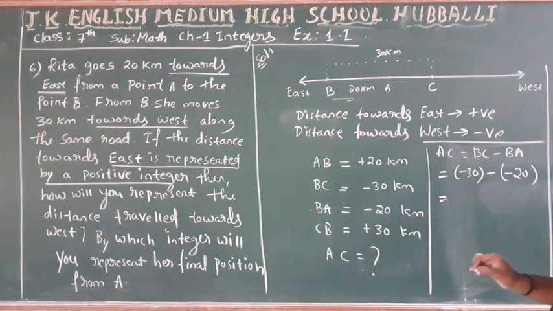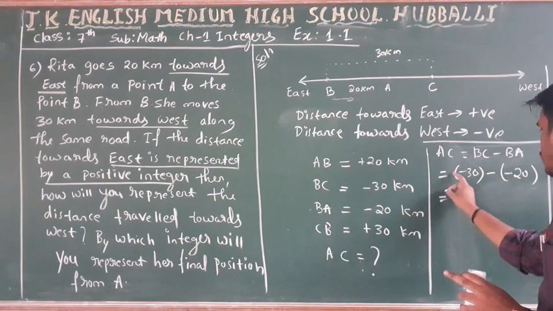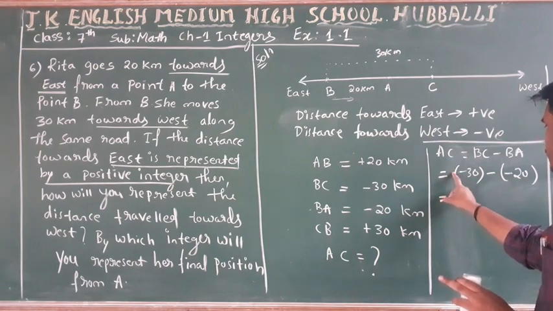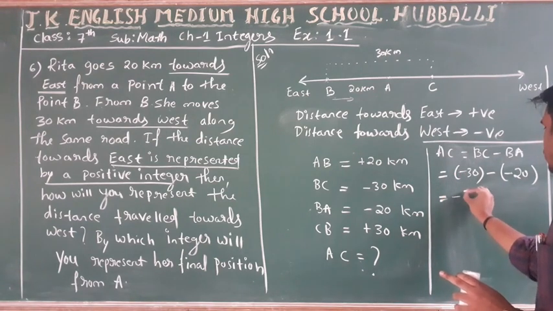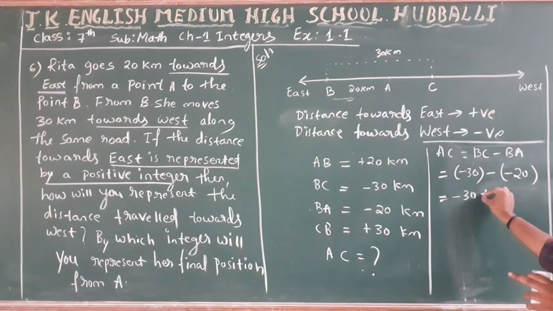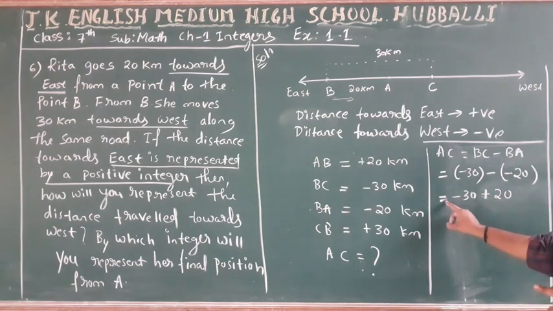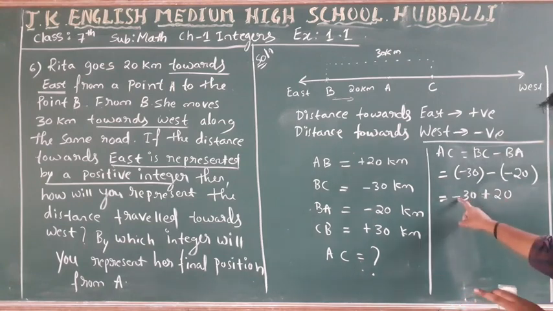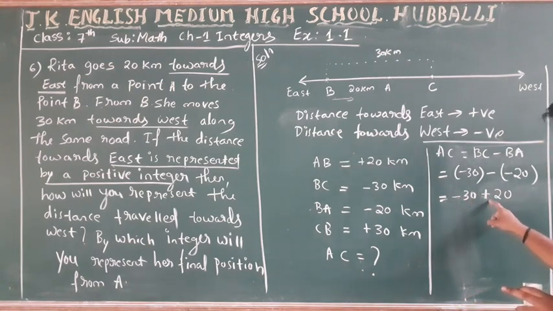Now, as we have studied in 6th standard, we have to remove the brackets for the calculation. Outside nothing means plus. Plus into minus is minus 30 will come outside. Now, to open this bracket, minus into minus is plus. This 20 will come. Now we have two integers in front of us. Minus 30 and plus 20, both are of different signs, but there is no multiplication sign. One is a negative, another one is a positive integer.